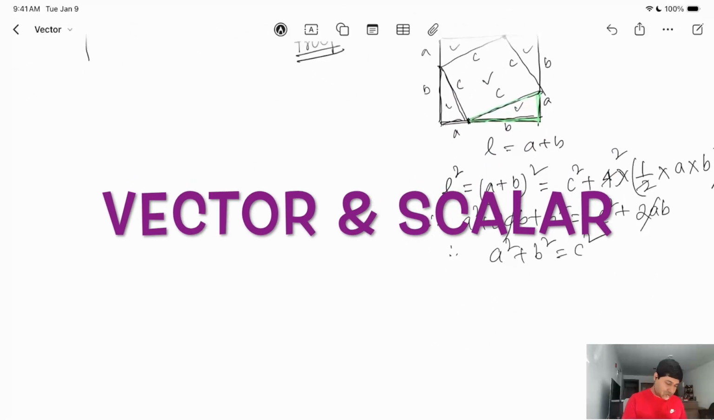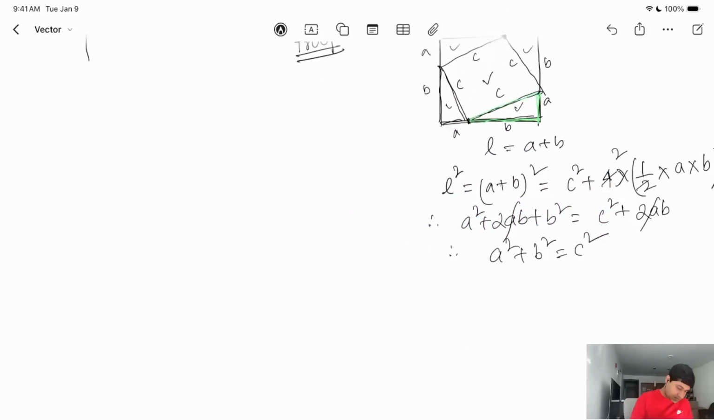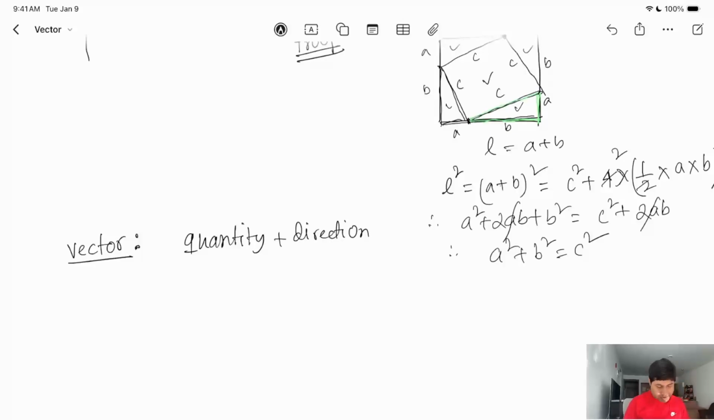So we talked about how a point is represented in 2D space. Now a vector is a quantity that has a direction associated with it. Okay, what is the difference between scalar and vector?